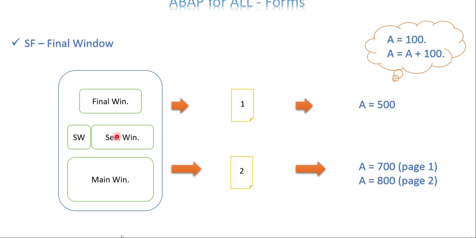So if it is 5 pages, just imagine how many times it executes, then it goes to the final window. Very simple one. The final window runs after all your processes have executed.